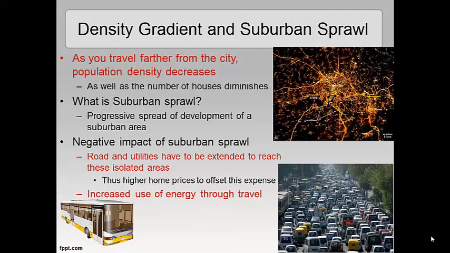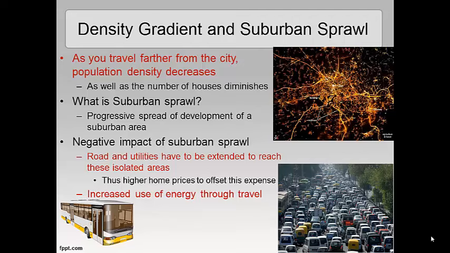All right, so as you travel farther from the city, population density decreases, hence density gradient, as well as the number of houses diminishes. So if you look at this little picture here with lights, you can see the central city portion, and as you work your way out, going east, west, north, and south, you can see that population density decreases as well as the number of houses due to the lighting.